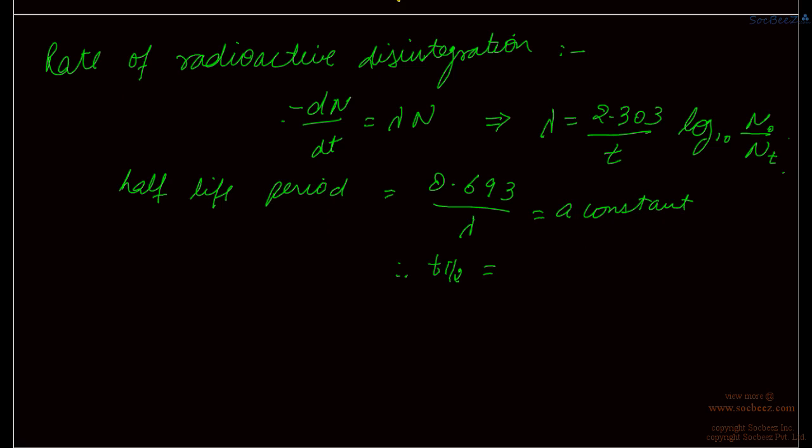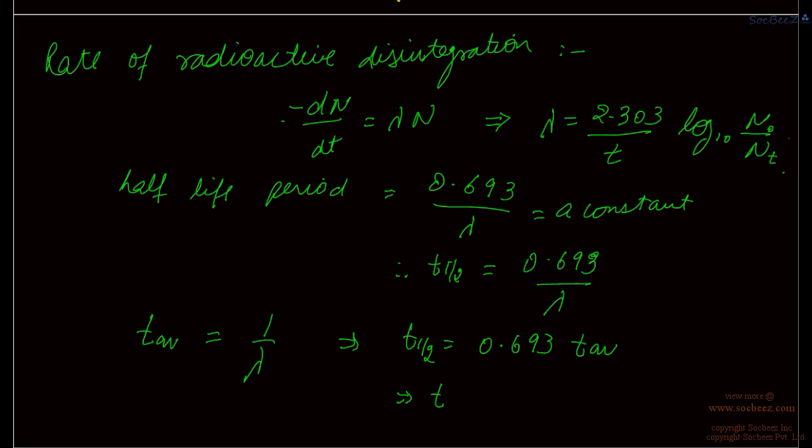Therefore, T half for a particular radioactive decay is constant, and it equals 0.693 upon lambda. There is another concept known as average life, and the average life equals 1 upon lambda. So from here, we can say that T half equals 0.693 into T average, or average lifetime equals 1.44 into T half. So the average lifetime is greater than the half-life.